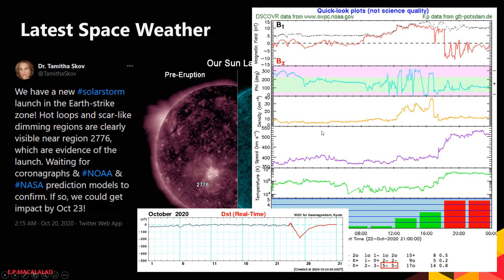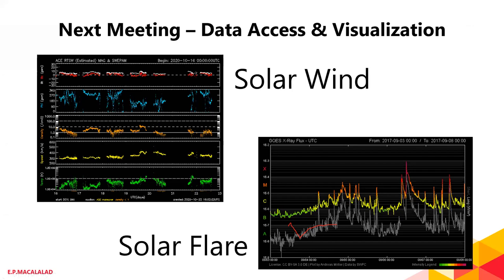Okay. So this is the latest space weather that is happening right now. And then in the next meeting, we're going to put all the things that we talked about today into a data visualization and data access activity. So next week, I'm going to teach you where we get data, how we usually get this data, X-ray flux. We're going to focus on two things, solar flare data and solar wind data, because these are very important in determining solar space weather activity, because these are the drivers.